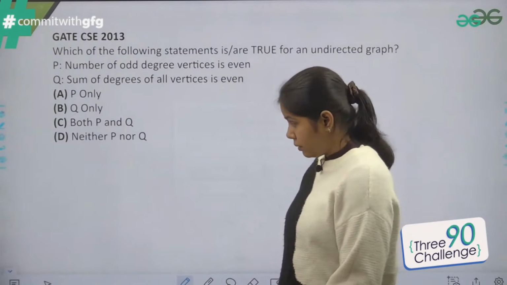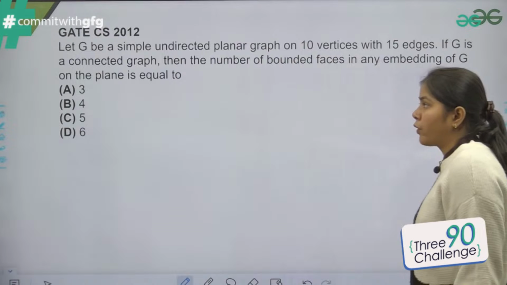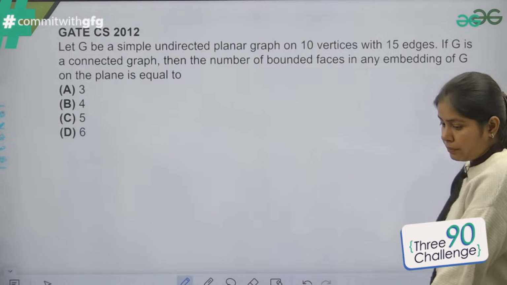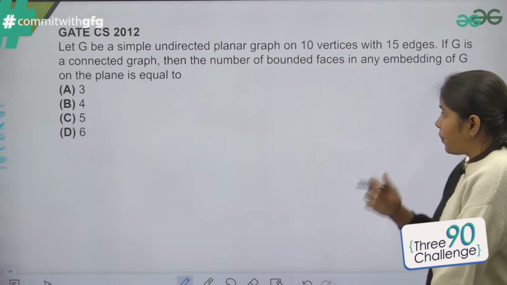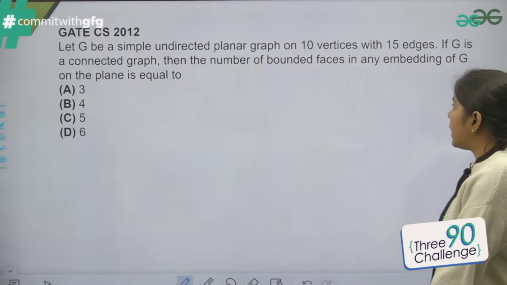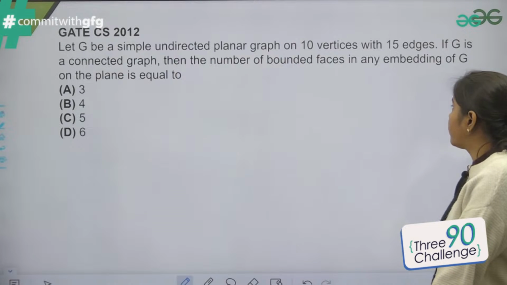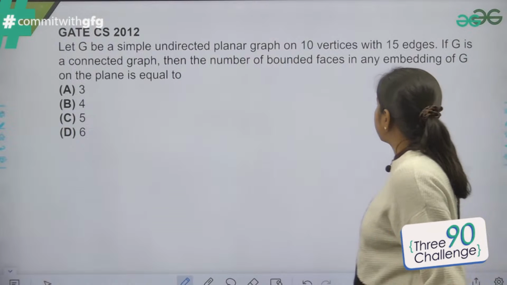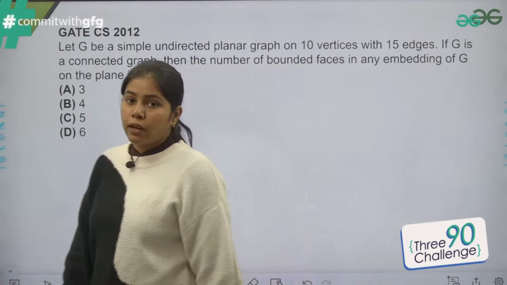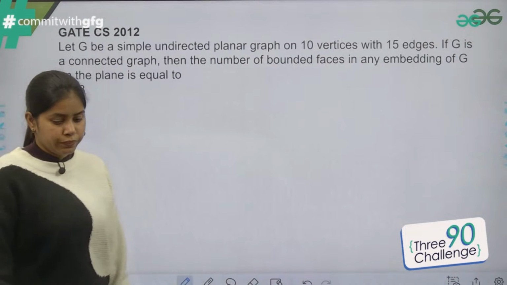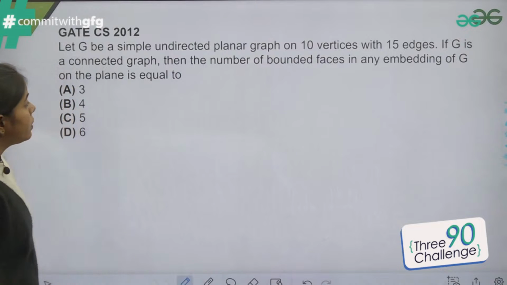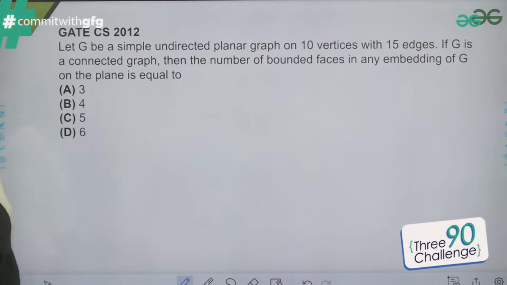Let's move forward. So guys, this is a question from GATE CS 2012. A simple undirected planar graph on 10 vertices with 15 edges. G is a connected graph. Then we have to find the number of bounded faces in any embedding of the graph on the plane. So we have to find the number of bounded faces.